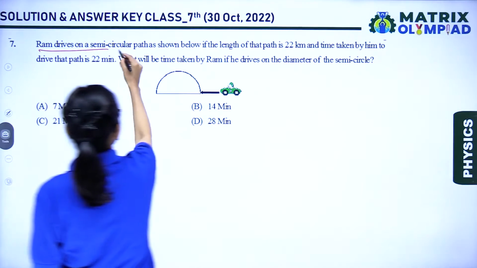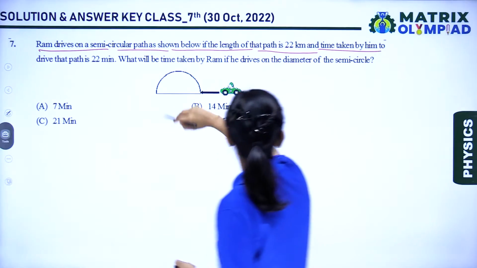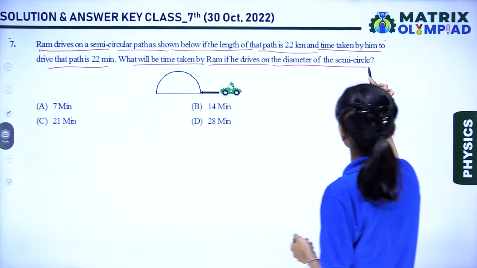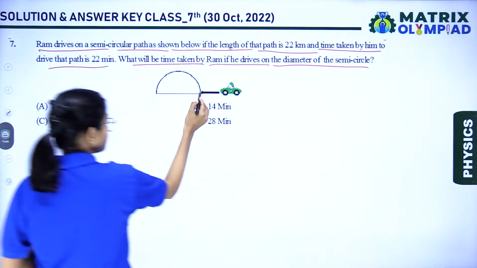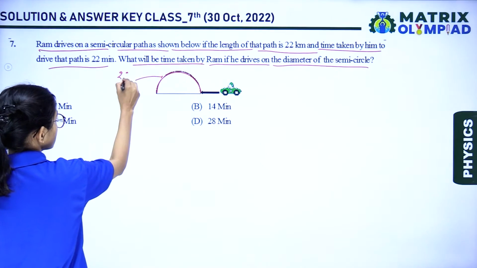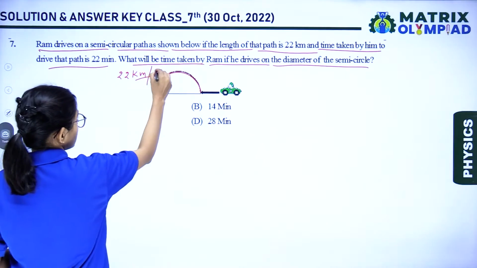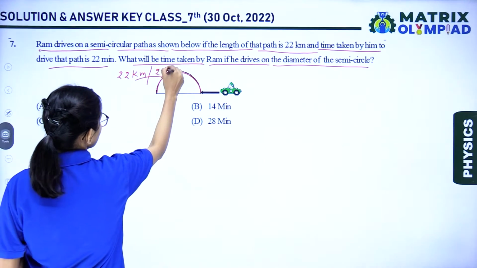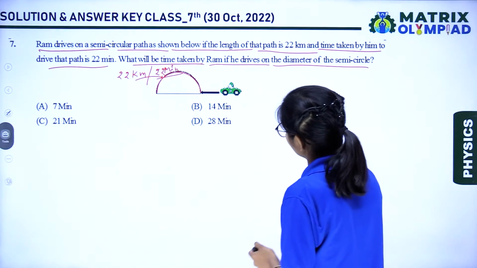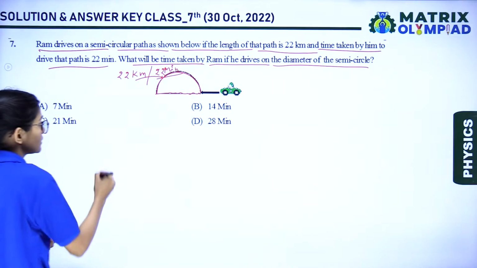Ram drives on a semicircular path shown below. If the length of the path is 22 km and the time taken is 22 minutes, what will be the time taken by Ram if he drives on the diameter of the semicircle? Ram just travels according to this path, and for this path the length is 22 kilometers. Okay, and the time taken to travel this path is 22 minutes. And we have to find the time if he goes along the diameter of the semicircle. Okay, let's see.